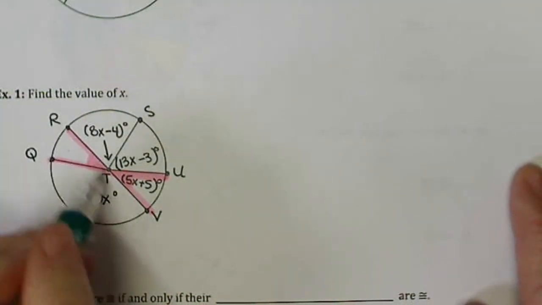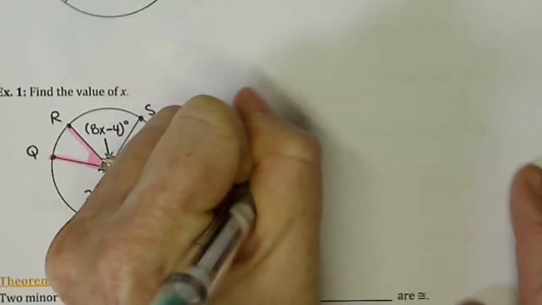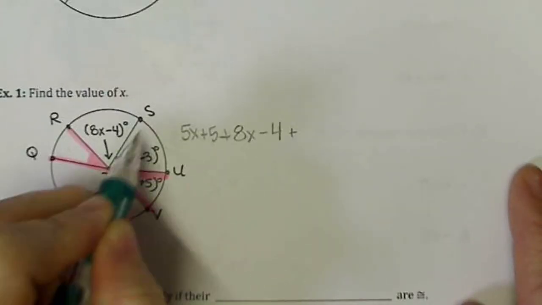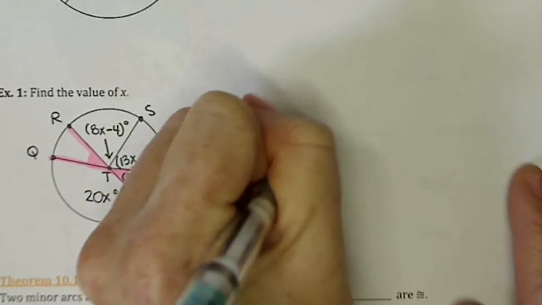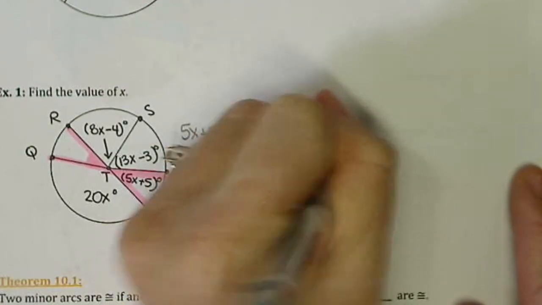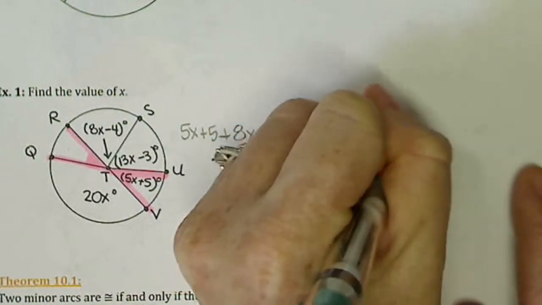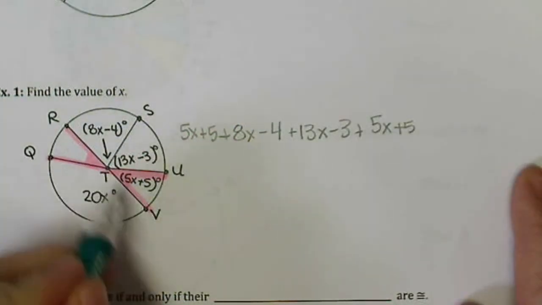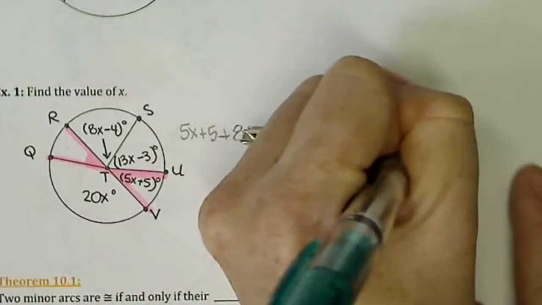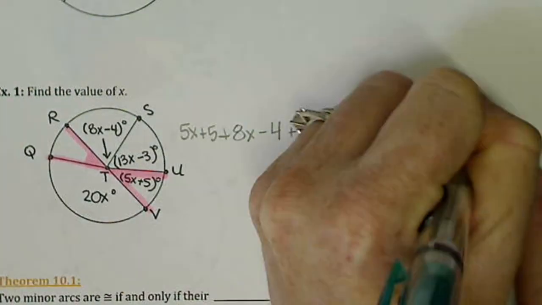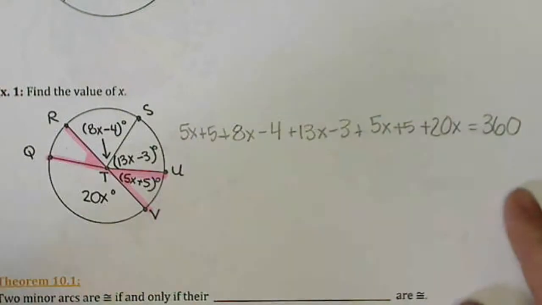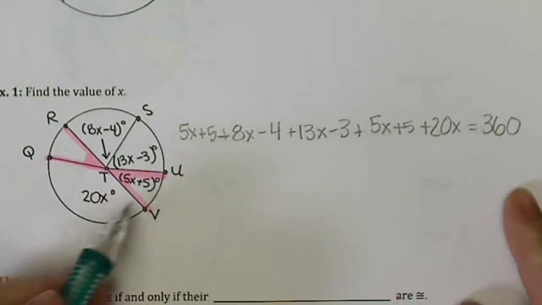I've got this angle right here, 5x plus 5, plus this angle right here, 8x minus 4, plus this angle right here, 13x minus 3, plus another 5x plus 5, and then plus this big, huge angle, 20x. And let's set all of that equal to 360, because we're going all the way around.